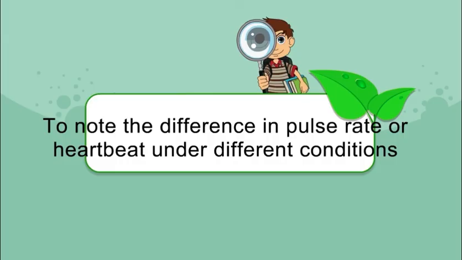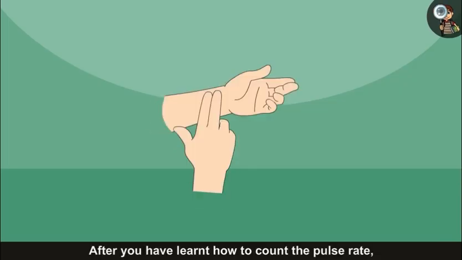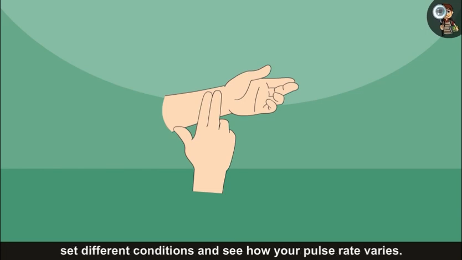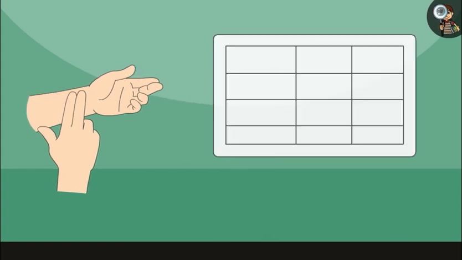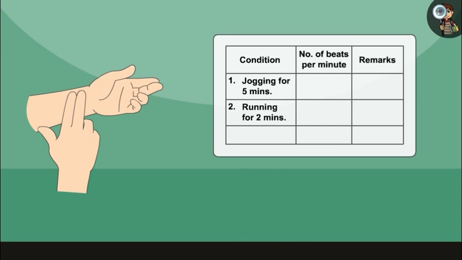To note the difference in pulse rate or heartbeat under different conditions. After you have learned how to count the pulse rate, set different conditions and see how your pulse rate varies. Make a table with your findings. Condition, number of beats per minute, remarks: jogging for 5 minutes, running for 2 minutes, lying down.